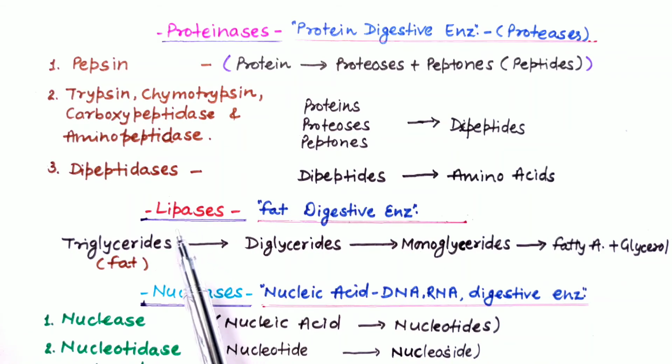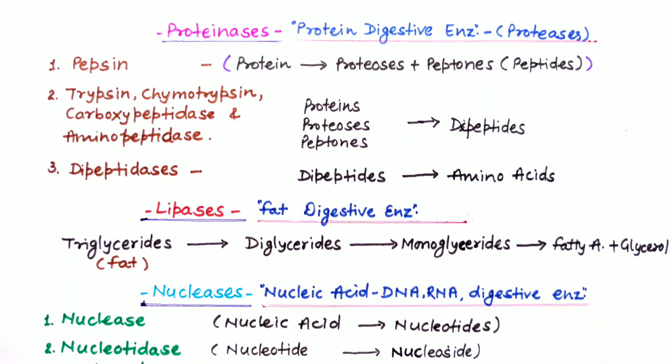The third category under hydrolases is lipases. These are fat or lipid digestive enzymes. As we discussed, lipid or fat is not a polymer, but it is still a complex water insoluble substance that also needs digestion. So fat, also known as triglyceride or neutral fat, is converted into diglyceride by lipases. This diglyceride is converted into monoglyceride, and this monoglyceride is simplified into fatty acids and glycerol.